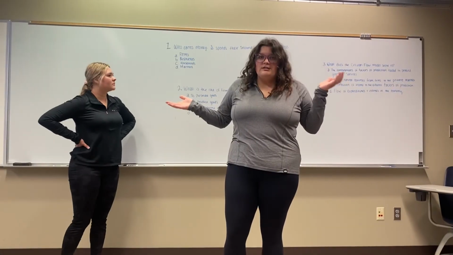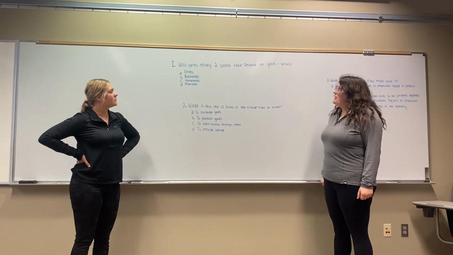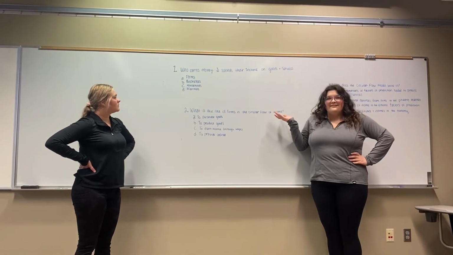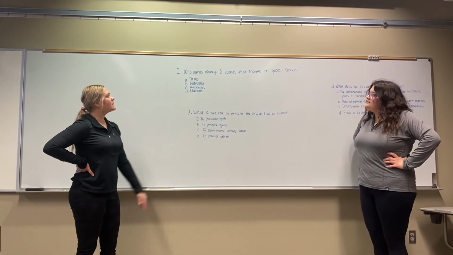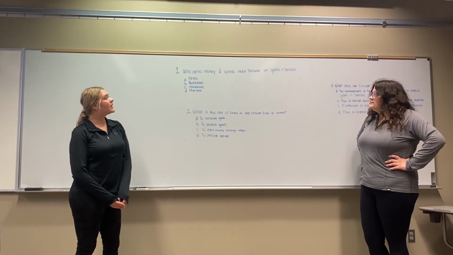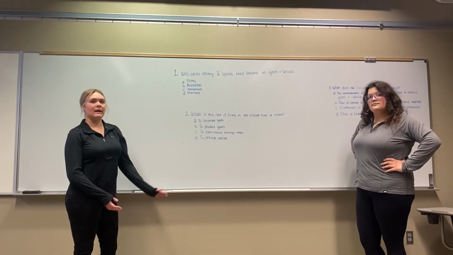Here are some questions to practice what we've learned so far. Number 1, who earns money and spends their income on goods and services? What do you think? So the answer to this one is C, households. Households are working for these firms and businesses, and they're taking the income that they get and spending it back on goods and services and putting it back out into the market.